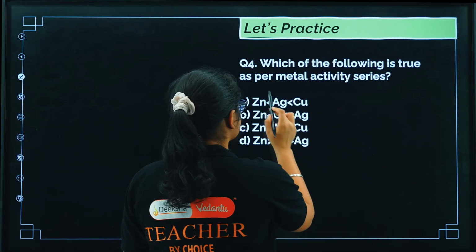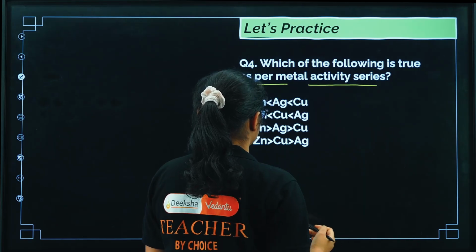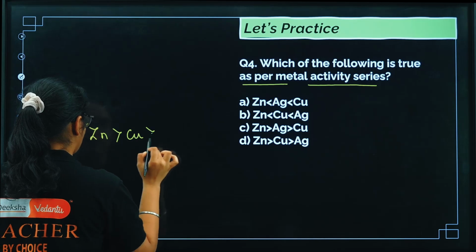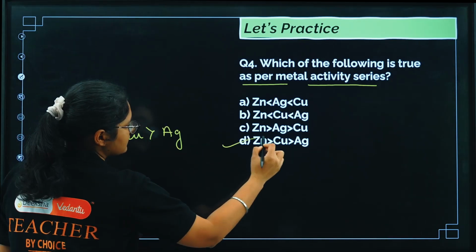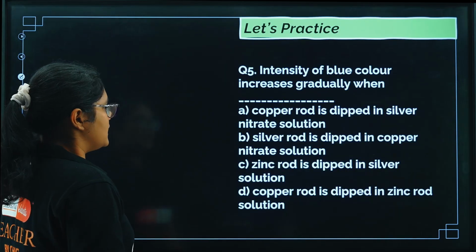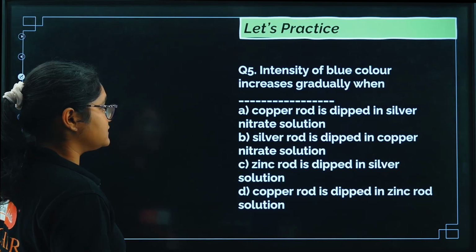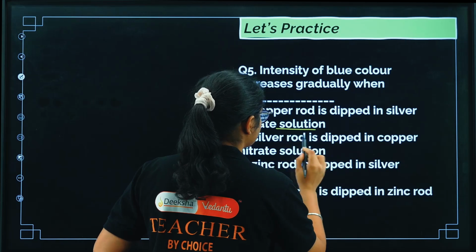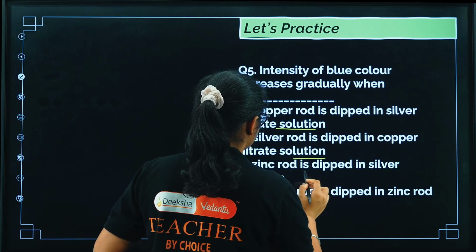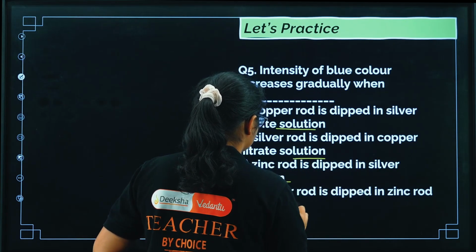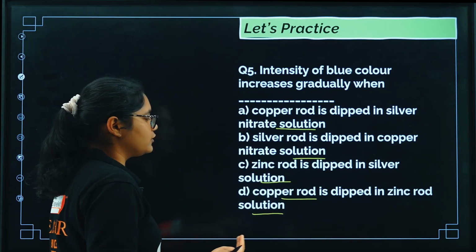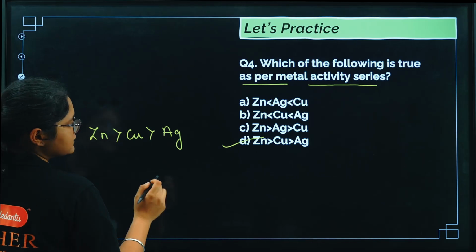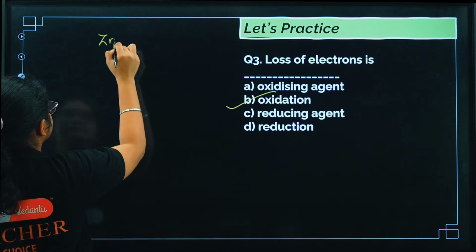Next, which of the following is true as per the metal activity series? If you remember, zinc is the most reactive, then copper and then silver. So the correct answer is option number D here. Next, intensity of blue color increases gradually when copper rod is dipped in a silver nitrate solution, silver rod is dipped in a copper nitrate solution, zinc rod is dipped in silver solution, or copper rod is dipped in zinc solution. For this you should know the order, that is zinc, copper and silver.